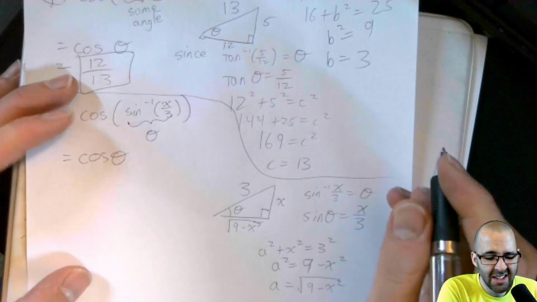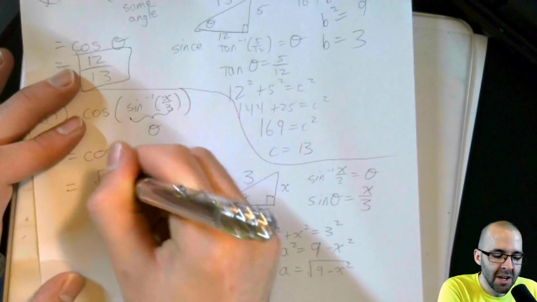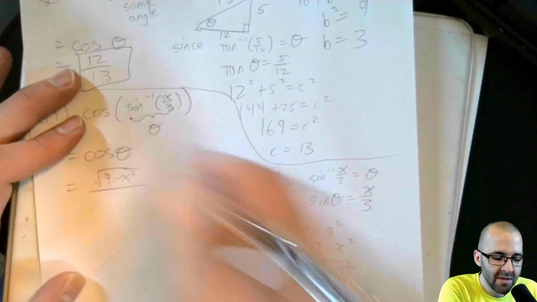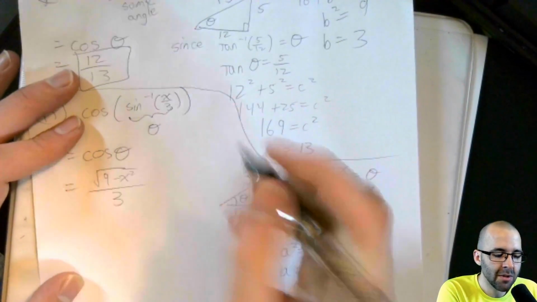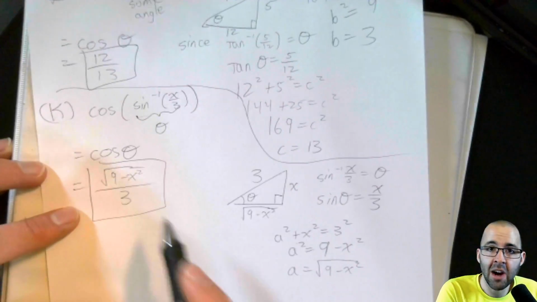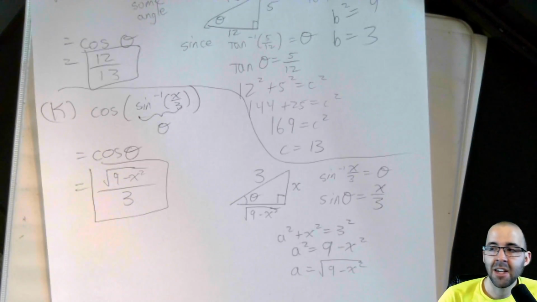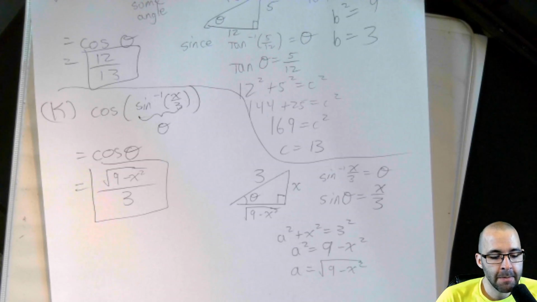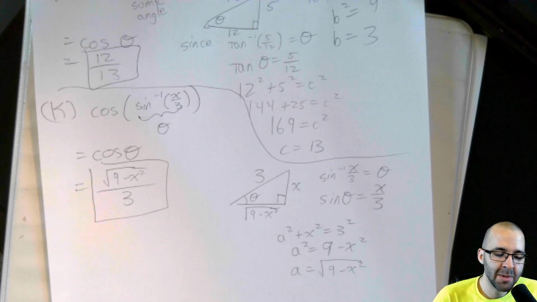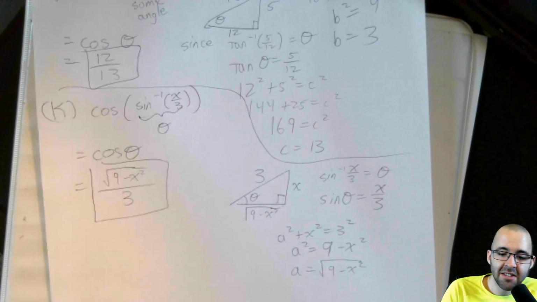And it looks a little ugly, but it's not that bad. So cosine's the adjacent, which is the square root of 9 minus x squared, divided by the hypotenuse, which is 3. And these sorts of things are very good practice. And I put a couple on the homework. Very good practice if you're going to end up taking calculus. And if you're not, they're good practice, because if you can do this, the other ones are going to be easy. And that's basically the section.